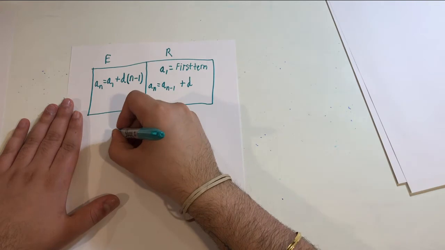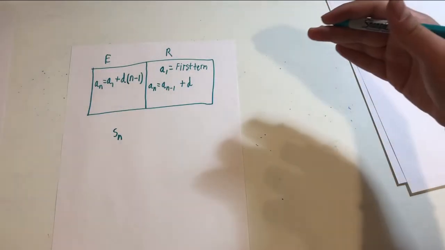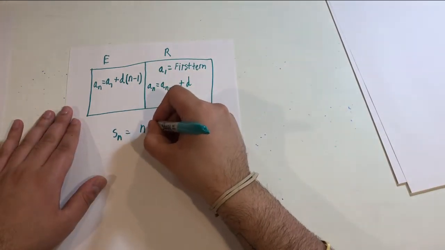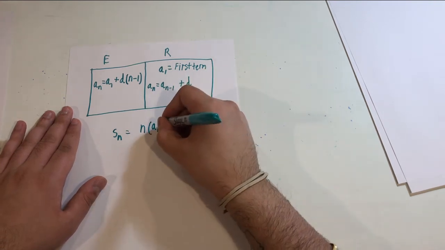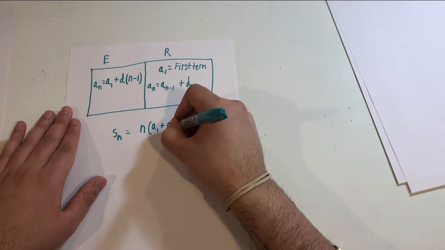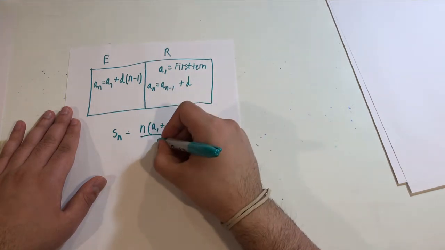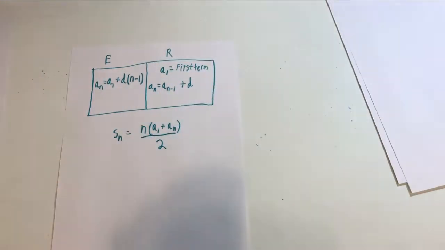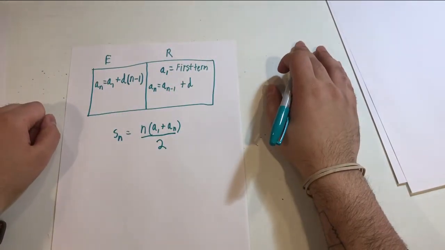All right. The summation of the first n terms, so 1 up to n, right, first term up to the nth term, is equal to n times a of 1 plus a of n, right, first term plus nth term, all divided by 2. Okay? Now, if you remember these three formulas, that gets you through every type of question involving an arithmetic sequence.